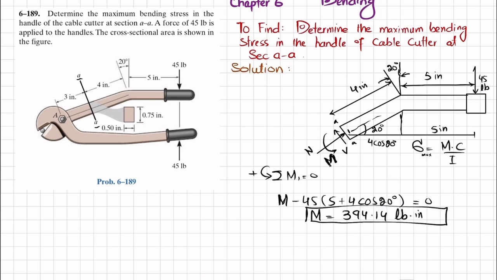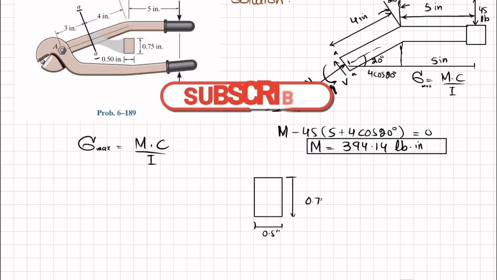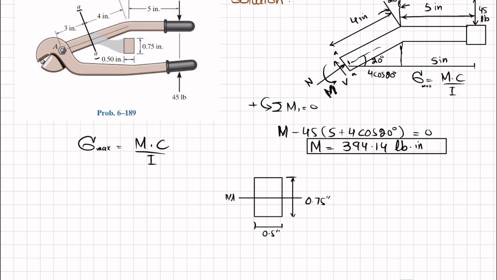Now you have this moment, so you can use the equation: maximum bending stress is equal to maximum moment times C divided by I. The cross-sectional area is given as rectangular, height is 0.75 and width is 0.50. If I draw it like this, this is the rectangular section. This distance is 0.5 inch and the height is 0.75 inch. If I divide it in half, it will be the neutral axis, and this distance will be equal to 0.75 divided by 2, which is 0.375. And what is C? C is the distance from the neutral axis to the outer surface, either this or this. Both are equal, so I will write C is equal to 0.375 inch.